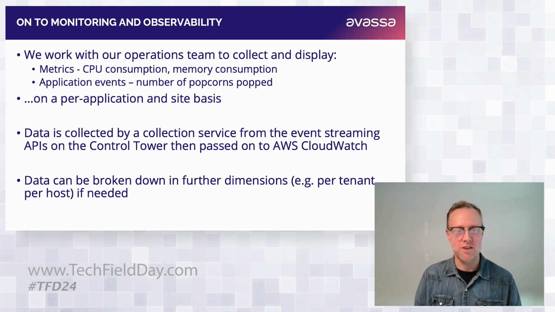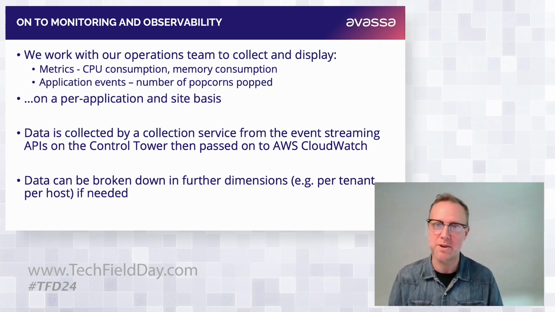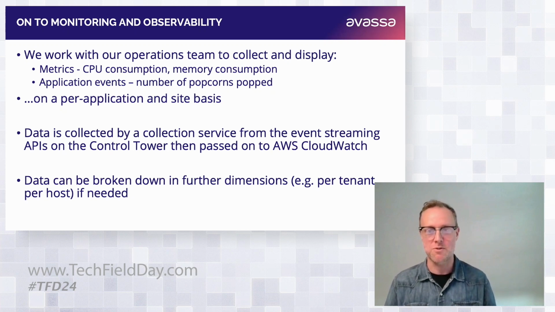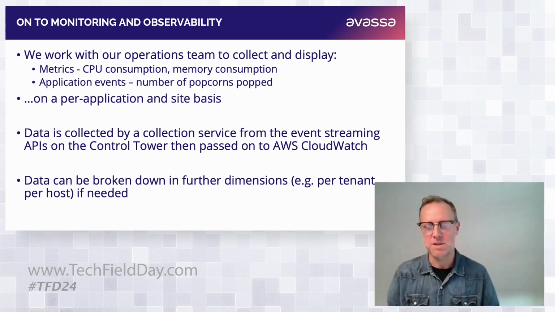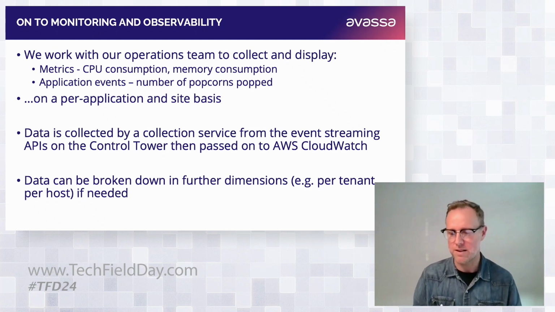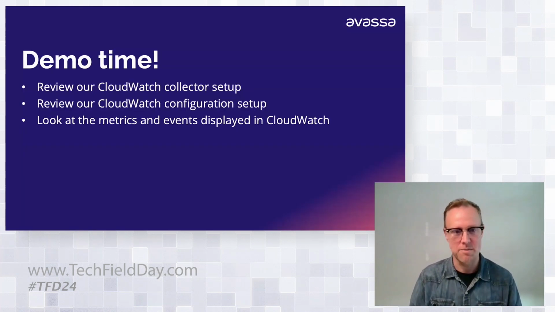And we've built a little collection service here that picks things up from the control tower, massages the data so it fits into AWS CloudWatch, because again, that is the requirement from the operations team. And obviously, we're doing this in one fashion here, but the data can, of course, be massaged in many other ways, both on the Avassa side, but certainly also on the AWS side. So we'll both look at the control tower, but most of the time, we'll actually spend in AWS CloudWatch to look at the data coming in.